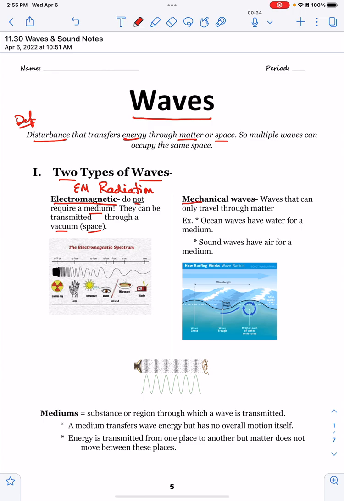The second wave is called a mechanical wave, and a mechanical wave actually travels mechanically through matter, and that matter is called a medium. That medium is defined down here. It's a substance or a region through which a wave is transmitted, and it transmits wave energy but doesn't actually have any overall motion itself. It's transferred via matter, the medium. A couple examples are ocean waves, which have water for a medium, and sound waves, which have air for a medium. Sound can also travel in water and solids too. So those are the two types of waves, and this is a definition for the material through which mechanical waves travel, mediums.